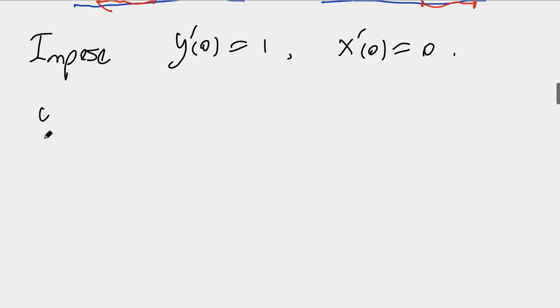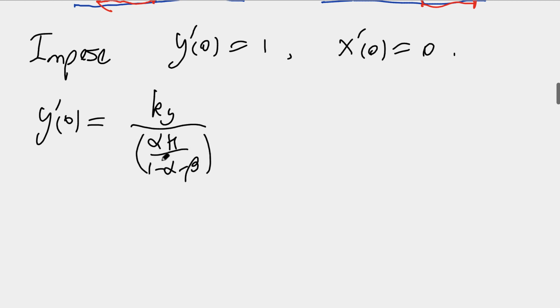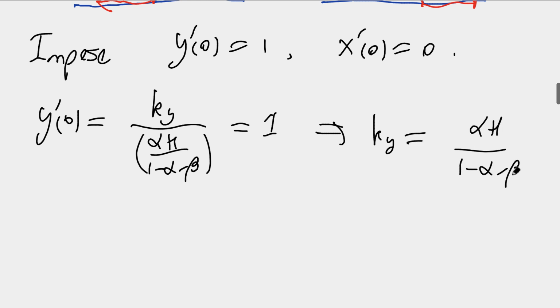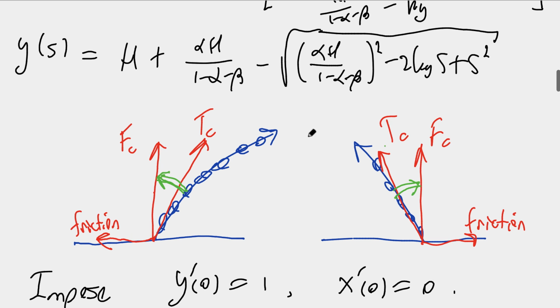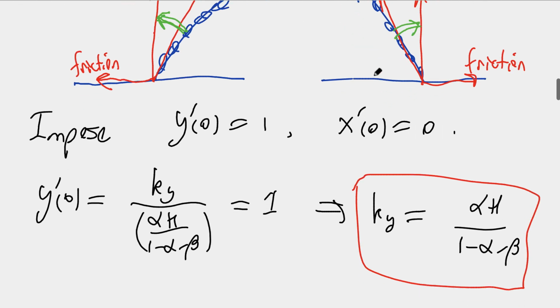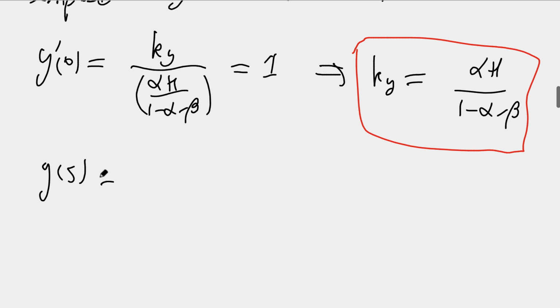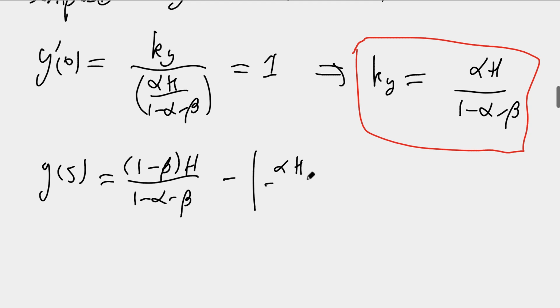And the result is y prime at 0 is equal to k sub y divided by alpha h divided by 1 minus alpha minus beta. And this condition says that should equal 1. So in other words, k sub y should equal alpha h over 1 minus alpha minus beta. And now using this value for k sub y in our solution for y as a function of s, this simplifies to y of s equals 1 minus beta times h divided by 1 minus alpha minus beta minus the absolute value of alpha h over 1 minus alpha minus beta minus s.